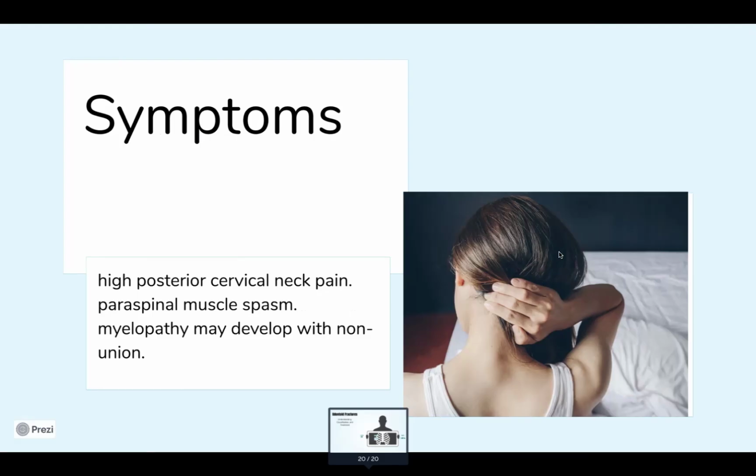Here's a picture of a random person holding the back of their neck, but the most common symptom is actually just high posterior cervical neck pain. They can have a bit of muscle spasm around the site. And then later down the track, if the fracture never actually heals, they can have myelopathy, which shows that there is compression or injury to the spinal cord, and they can have sensory changes, weakness in their arms, legs, and their walking, and can lose their bladder and bowel function. This is all longer term.